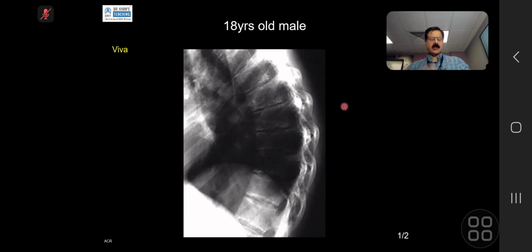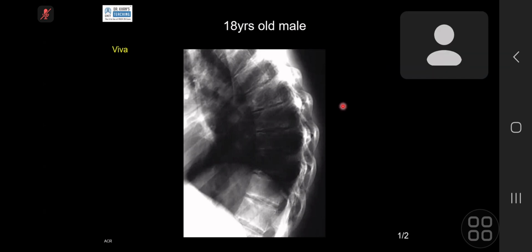Yes, candidate 5. Can you describe this for me? So there is a focal kyphotic deformity in the dorsal spine, along with slight irregularity of the end plates of a few of the vertebral bodies. Besides this, I'm also suspecting small Schmorl's nodes at a few of the vertebral levels. So I believe that this is a case of Scheuermann's disease.